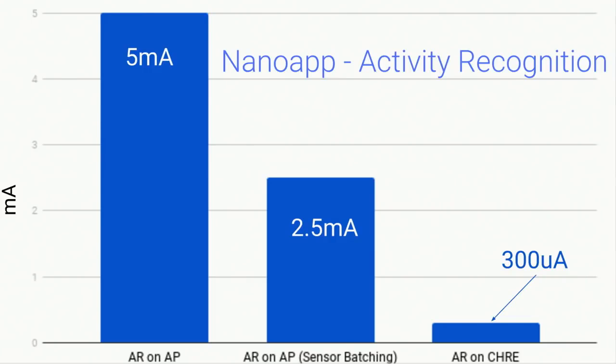Running these same algorithms in the Android Sensor Hub as a nano app costs us a fraction of that power, 300 microamps. And because the power is so low, we can now run these algorithms at a faster frequency, improving on our latencies and our accuracies.